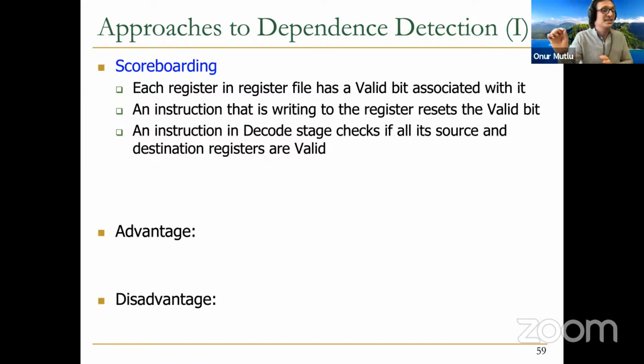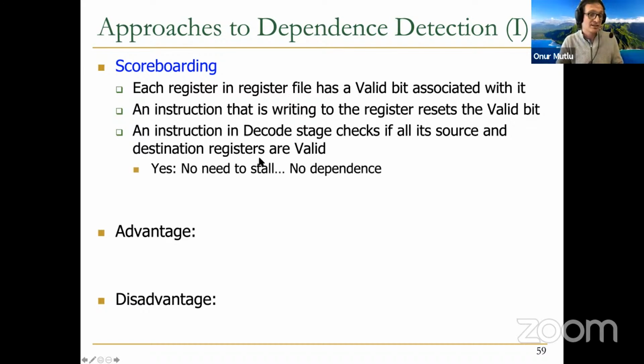That valid bit is really a synchronization bit between the instructions. It basically specifies whether the register has the correct value given the instructions in the pipeline. And if the register doesn't have the correct value, it's invalid because somebody is going to write to it, okay? And whenever you're decoding an instruction, you can simply check these valid bits. And if you don't have a source or destination register valid, you stall the instruction. If the instruction has its sources and destination valid, there's no need to stall, there's no dependence. Otherwise, you stall the instruction because there is some dependence.